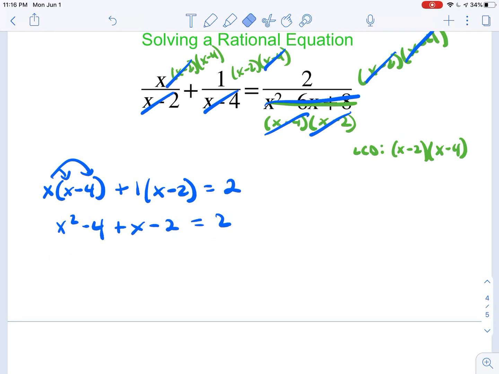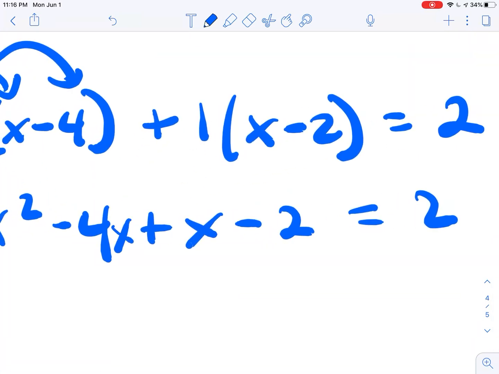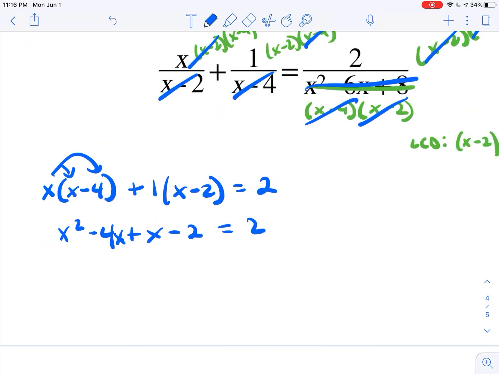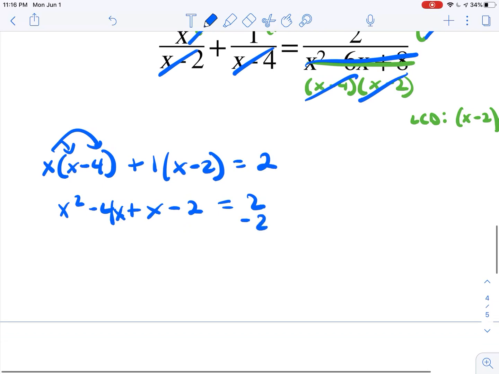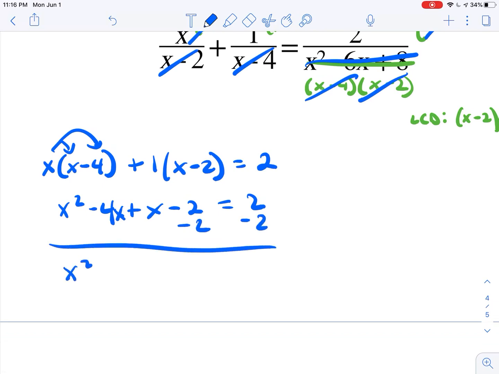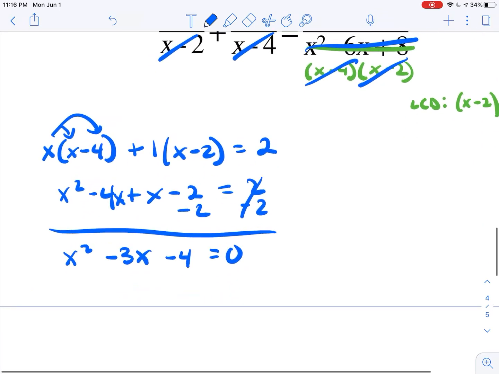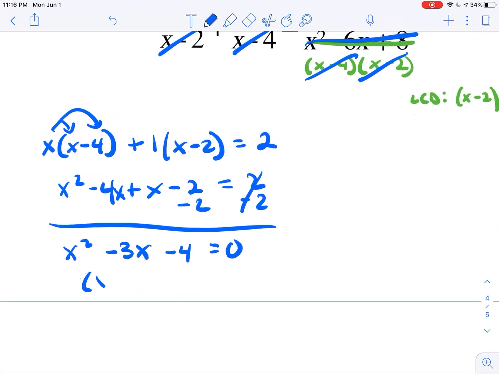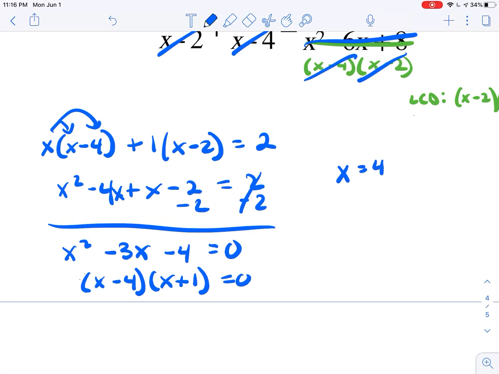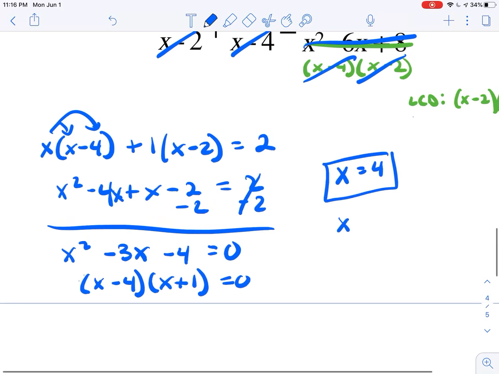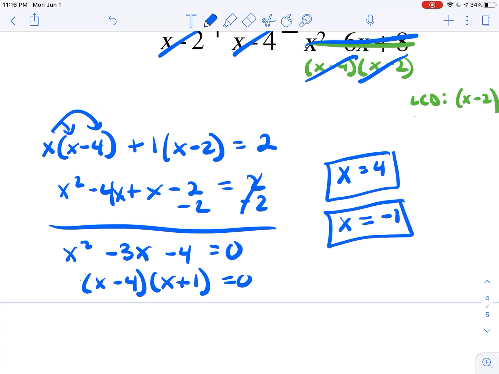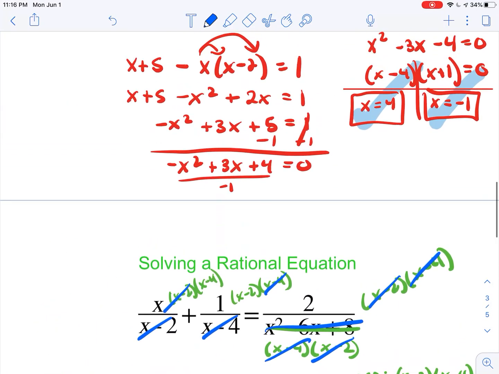Oh, I made a mistake here. Sorry about that. When I distributed here, I forgot to include the x with the 4. So now we can combine our like terms, and I still can move this over. So x squared minus 3x minus 4 is equal to 0. Notice that's the exact same question we did in the last problem. So we already know the factors are minus 4 and plus 1. And those give me the results, x equal to 4 and x equal to negative 1.